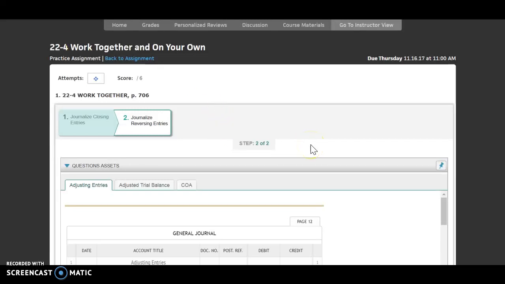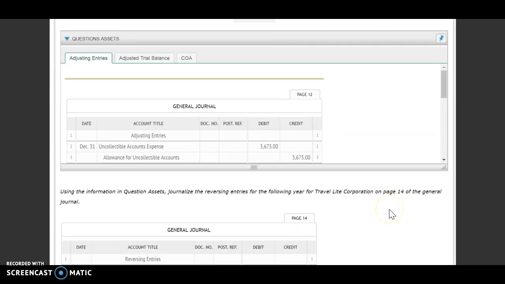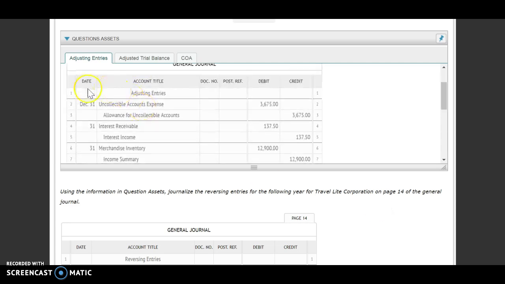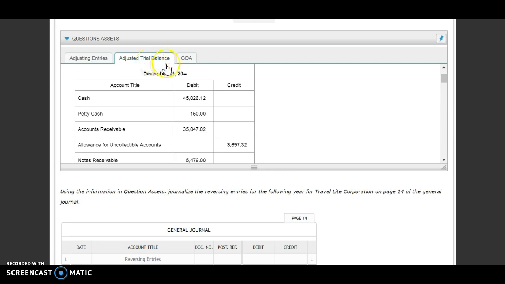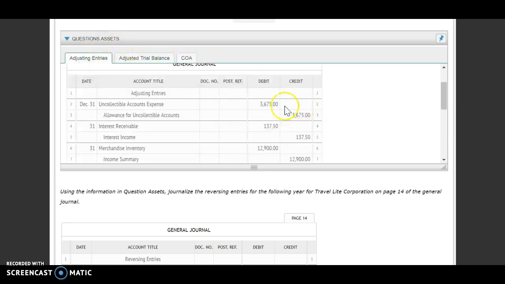22-4 work together, step 2. Step 2 says using the information in question assets, we're going to journalize the reversing entries for the following year for Travel Light Corporation on page 14 of the general journal. So if you notice, they give us our adjusting entries, our adjusted trial balance, and our chart of accounts. Mainly, we are going to be looking at our adjusting entries.